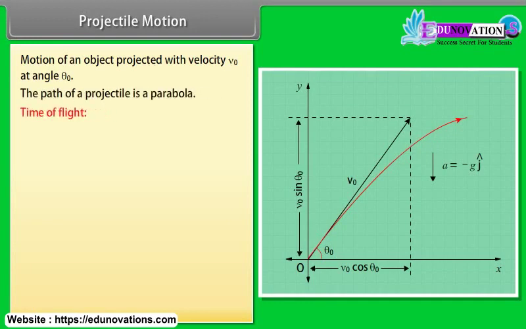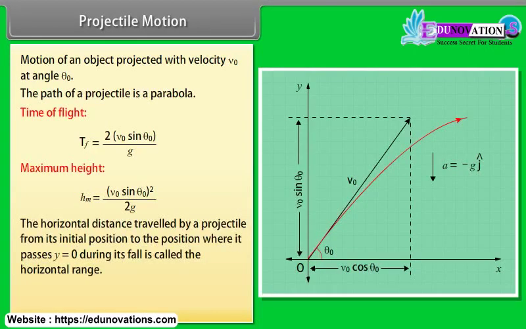Time of flight of projectile is Tf equals 2 v naught sin theta naught divided by g. Maximum height of a projectile is Hm equals (v naught sin theta naught) squared divided by 2g. The horizontal distance travelled by a projectile from its initial position to the position where it passes y equal to 0 during its fall is called the horizontal range. Horizontal range of projectile is given by v naught squared times sin 2 theta naught divided by g.